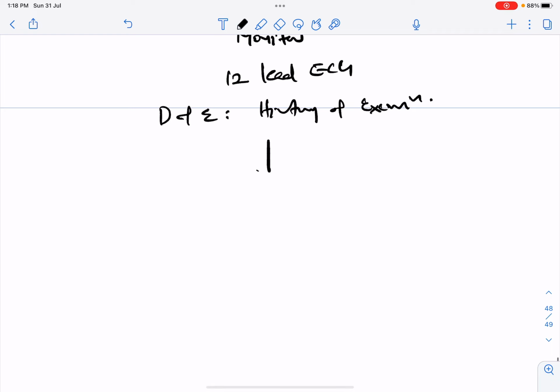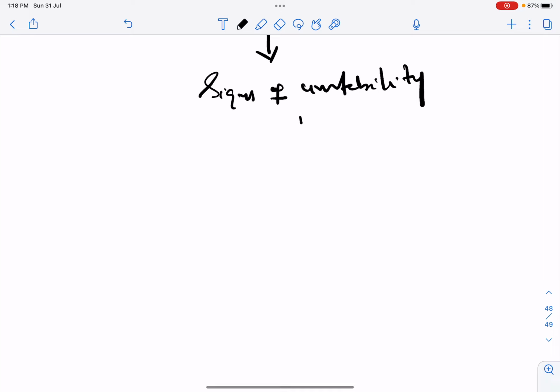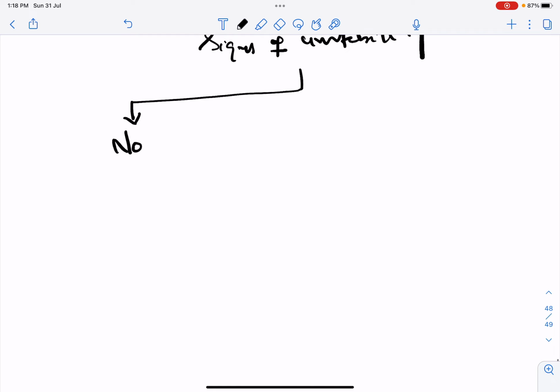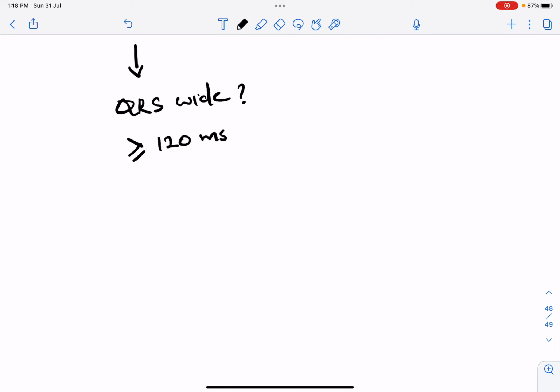Okay, after the primary survey, look for signs of instability. If there are no signs of instability, then you have to check the QRS complex, whether it is narrow or broad. Okay, QRS complex wide or not. A wide QRS complex is defined as QRS more than 120 milliseconds.